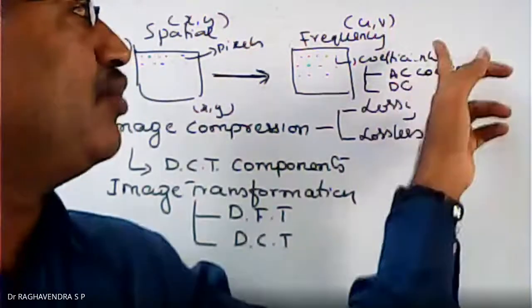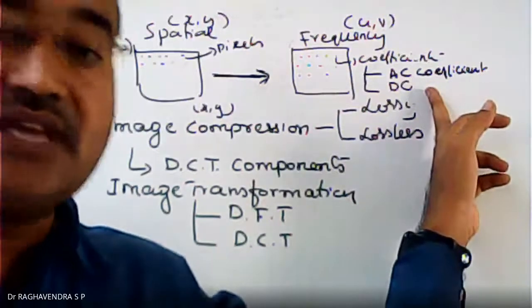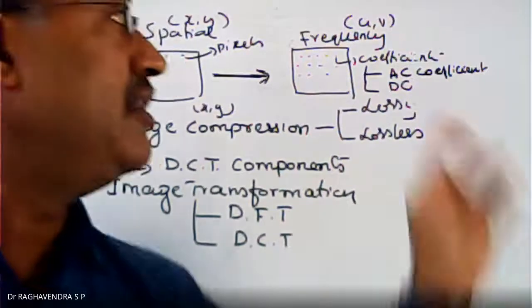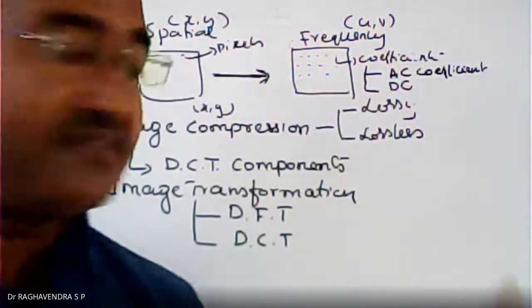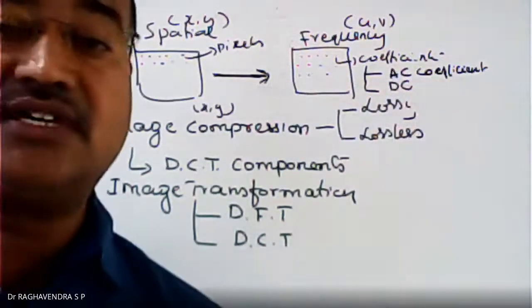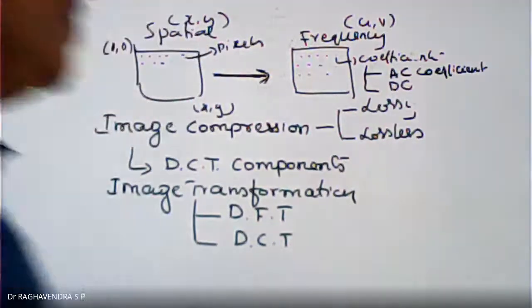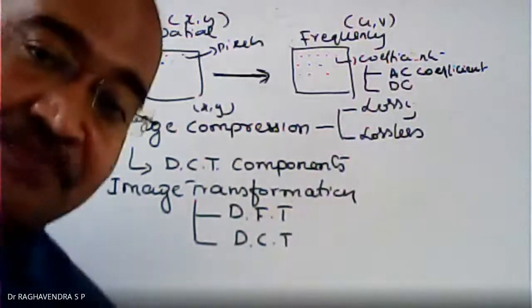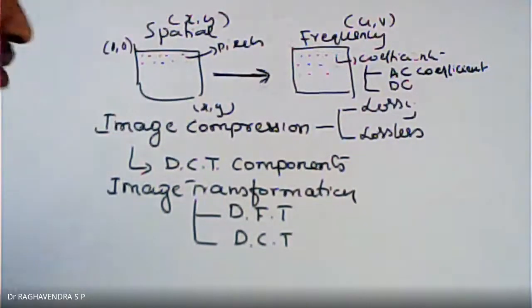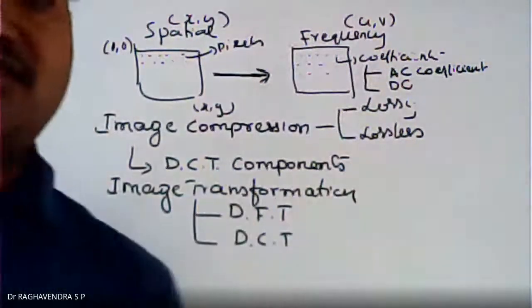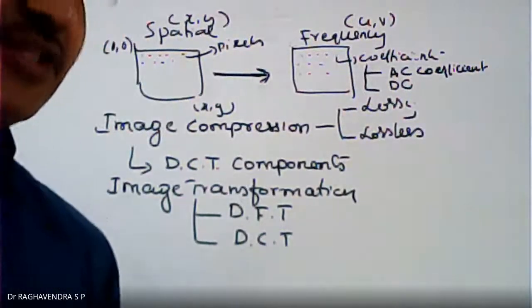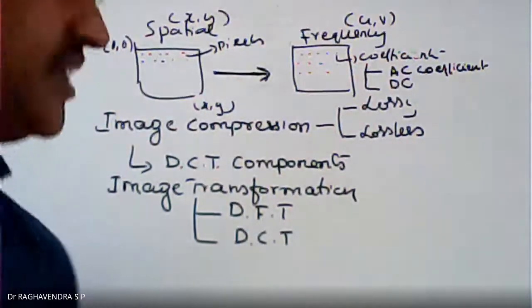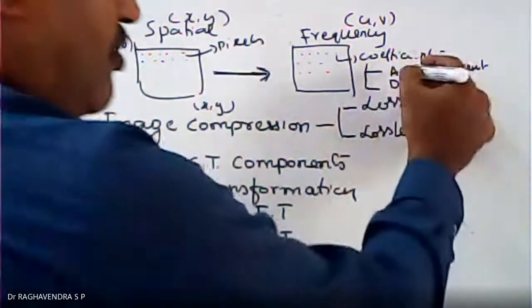Coming back to the coefficients, we have two categories here. One is the AC coefficient and the other is the DC coefficient. The AC coefficient we can call the alternating current coefficient, and DC is the discrete cosine transformation coefficient. These two are the major categories based on which we can achieve image compression. With this basis, I am going to start my presentation, and after the presentation, we will discuss how to convert these coefficients.